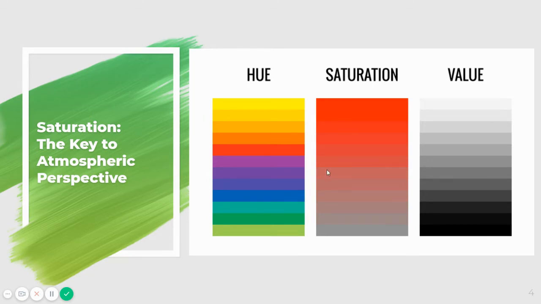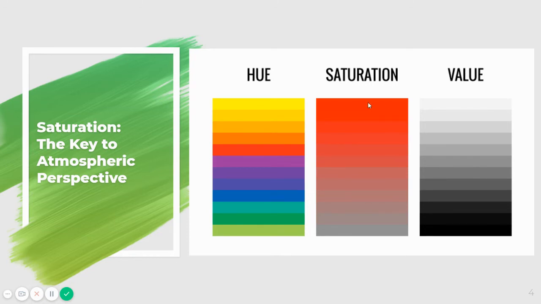Now, saturation is something very important to color theory because it's really important with atmospheric perspective. You might remember that linear perspective is when we use lines to show three-dimensionality in an object. Like you might draw one of those boxes that has lines going into a vanishing point. That's linear perspective. Atmospheric perspective is when we use the way our eyes perceive color and light to show distance.